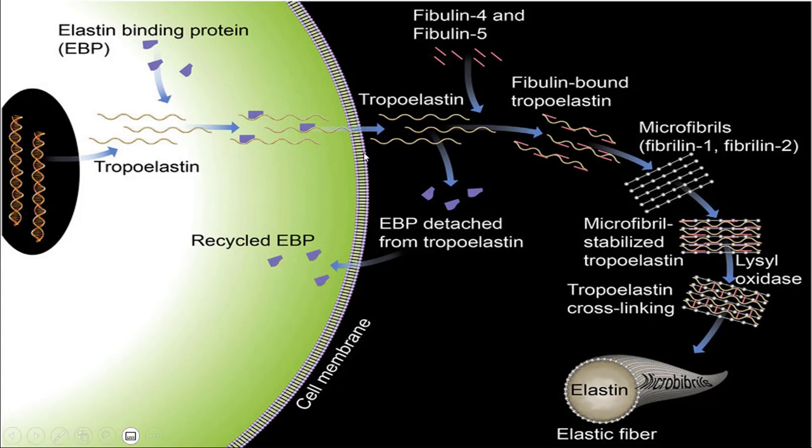Now this green portion is basically a cell. This black portion is the extracellular matrix you have, and this other tiny black portion here is showing you that these elastin proteins are coming from a tropoelastin molecule. Now these tropoelastin molecules are going out of the cell, right? And they are taking help from these elastin binding proteins. So these purple things are attached to this protein, helping them go out of the cell.